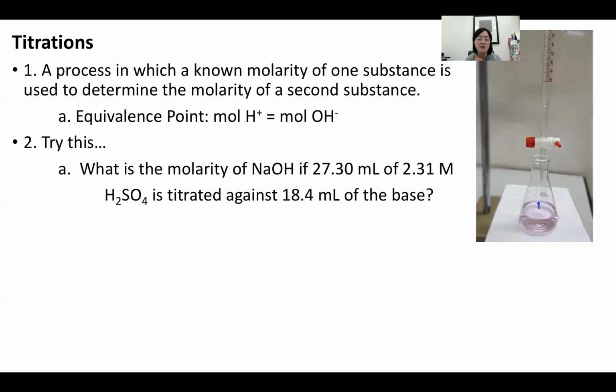But by doing this neutralization, what you could do is figure out how much of one thing you need to completely neutralize another thing, right? So we could figure out the point where the moles of hydrogen ions are equal to the moles of hydroxide ions, and that's where we actually stop the titration itself.